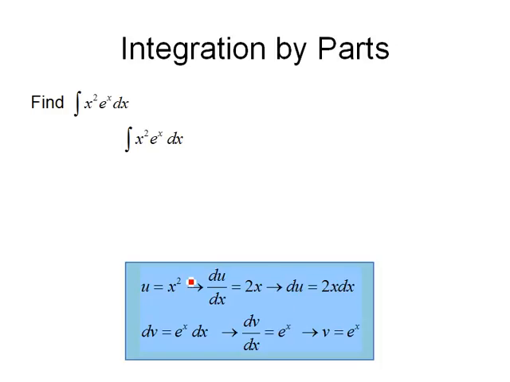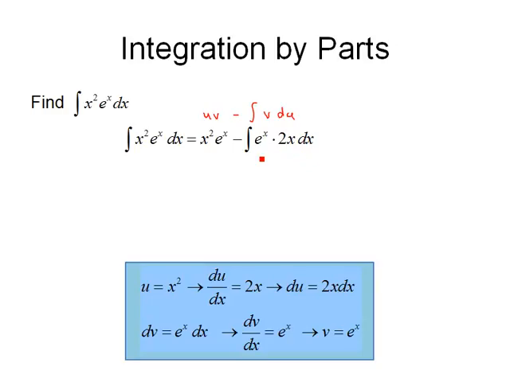So remember, we have to have uv, which will be x squared e to the x, and then we'll have v du, which will be e to the x times 2x dx. So when I write that down, I get x squared e to the x for the uv, and then when I go ahead and do the antiderivative of v du, I get e to the x times 2x dx.